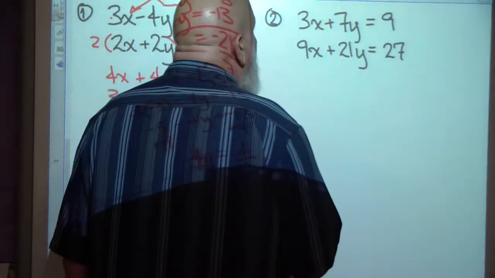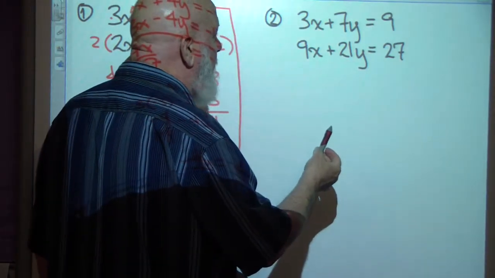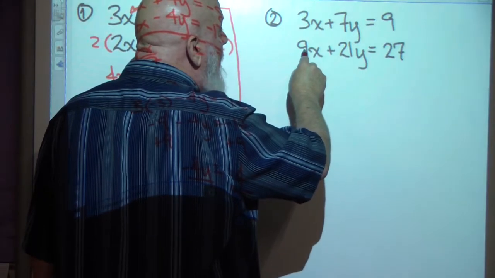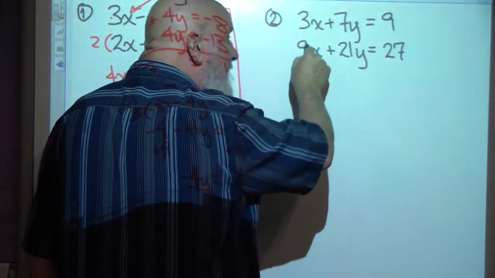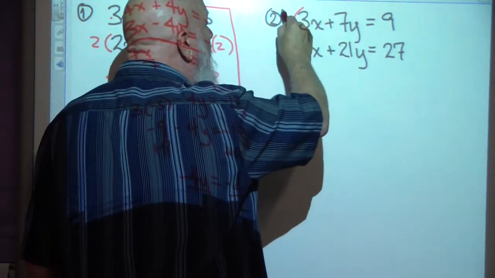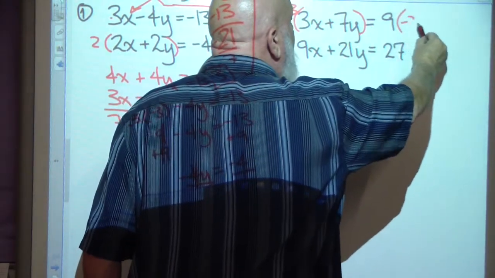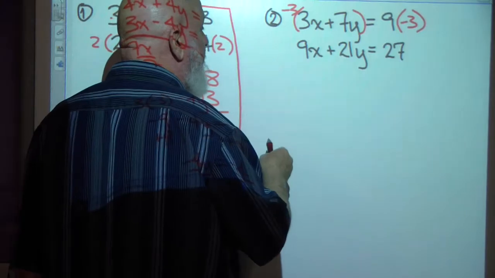Step 1 is make the coefficients of either variable exact opposites. I said, well, I can make this the exact opposite of this by multiplying it by negative 3. So that's easy to do. That's what I'm going to do. I'm going to multiply this entire equation by negative 3. That way it doesn't change the values in the equation. It's just multiply both sides by negative 3.